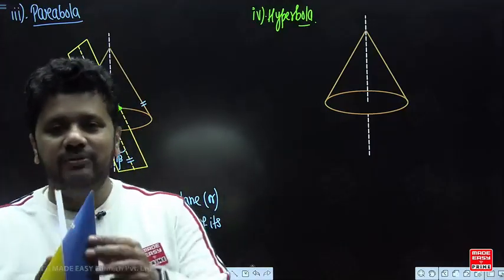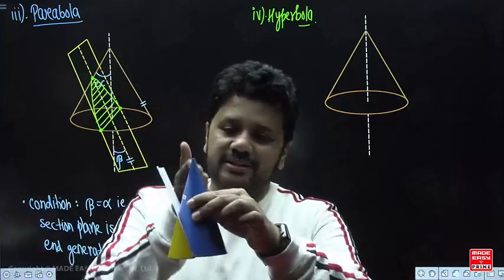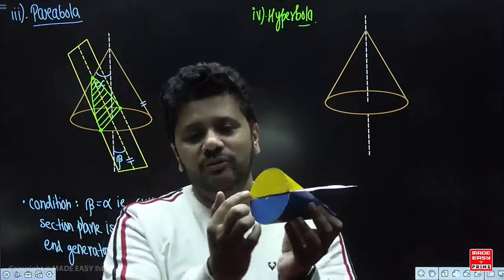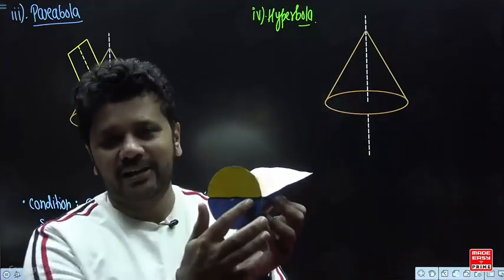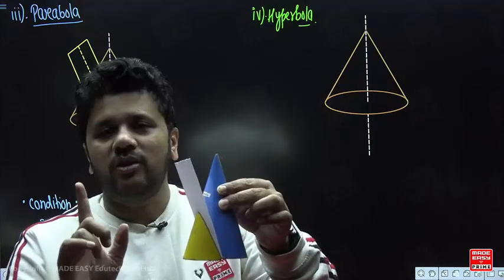It is not important that when you cut the cone such that it is parallel to one of the generators, you will always get the diameter of the circle. No. In this model I have the diameter of the circle because this side and this side are exactly equal, but it is not always true.